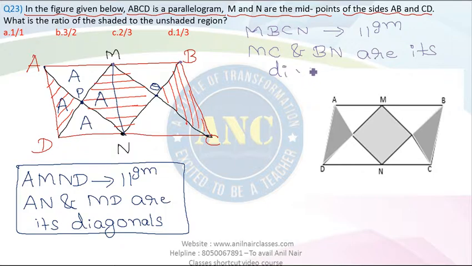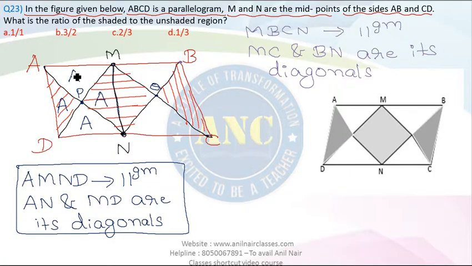Same logic, I'll tell you once again whatever I told you just 1 minute before: the two diagonals of a parallelogram will divide the parallelogram into 4 equal areas. That means because M and N are midpoints, and I am joining those two midpoints M and N, the left hand side parallelogram I have, the right hand side parallelogram will also have absolutely the same value, or the same area.